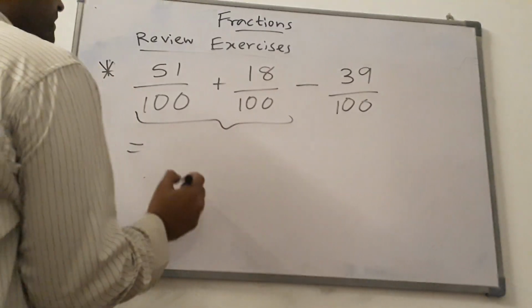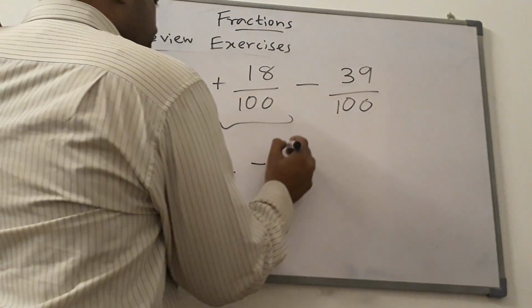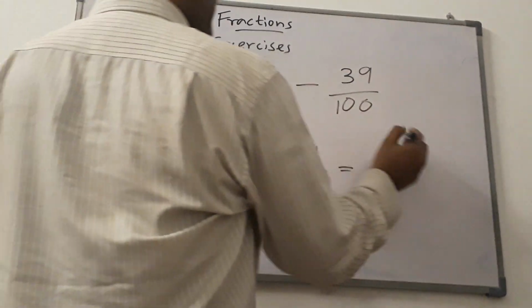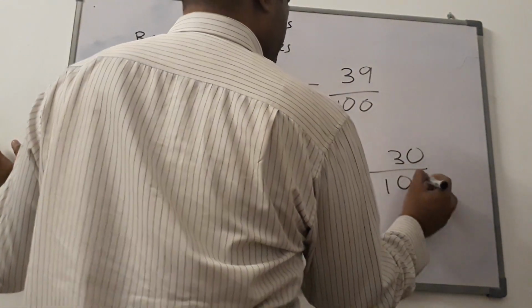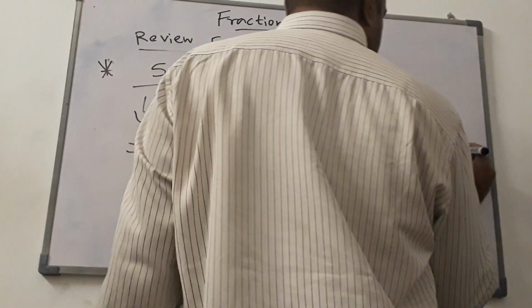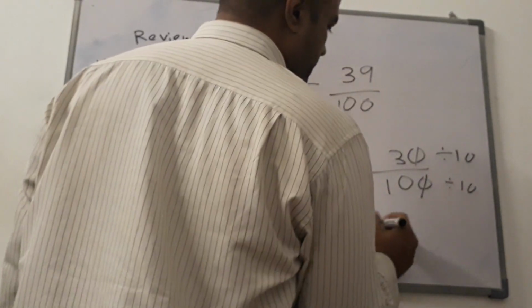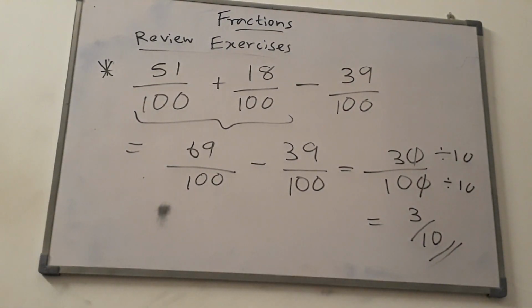That means this. 100 remains the same. 51 and 18 together 69. Now we can subtract 39 from 69. So the answer is 9 minus 9 is 0. 6 minus 3 is 3. 30 out of 100. Is this the final answer? We can divide both by 10 because there are zeros after 3 and 10. 0 and 0 cancel. So the final answer is 3 over 10, and we can't simplify further. There are no common factors.